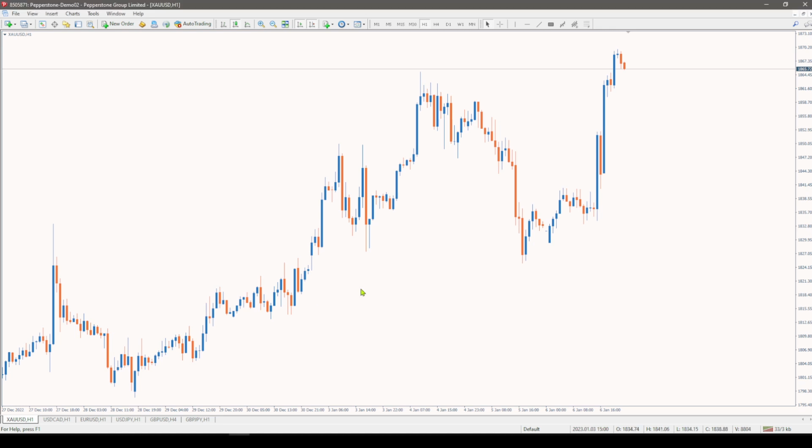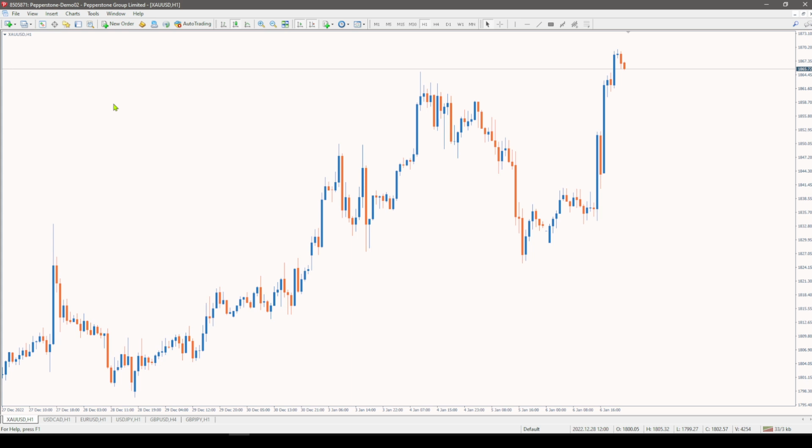Hello traders, today I'm going to introduce you to my new indicator, True Order Blocks, and I'm going to show you how to use it and every input in the settings section. Okay, so let's get started.